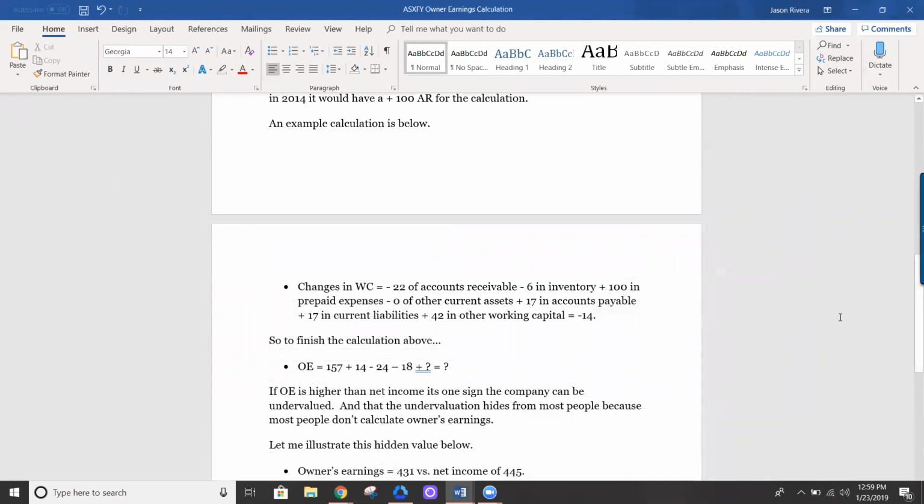So negative 22 minus 6 plus 100 plus 17 plus 17 plus 42. 148 positive. 8 positive. So I already brought the numbers down. David, here's your example right here.